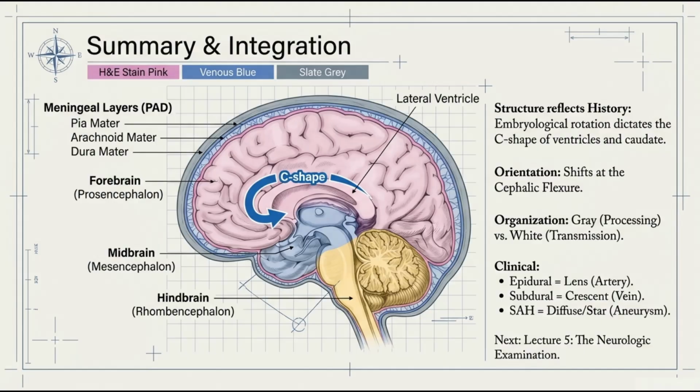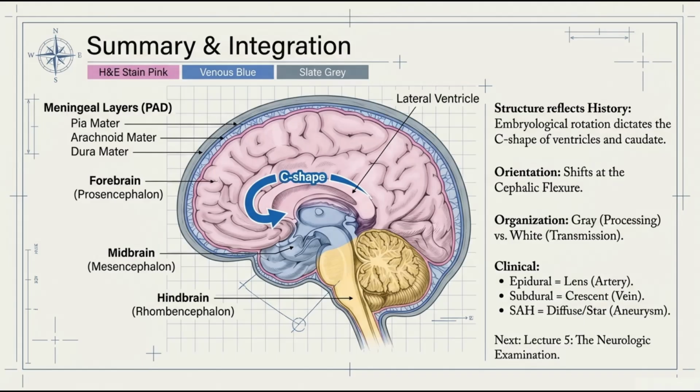2. Orientation matters. You have to respect the cephalic flexure. The coordinates change at the midbrain. Dorsal means back in the spine, but top in the brain. 3. Organization. Gray matter processes. White matter transmits. And remember that inside-out flipped arrangement between the brain and the spinal cord. And 4. Protection. The PAD layers. The pia, arachnoid, and dura. Their anatomy directly determines the mechanics and appearance of hemorrhage and herniation.